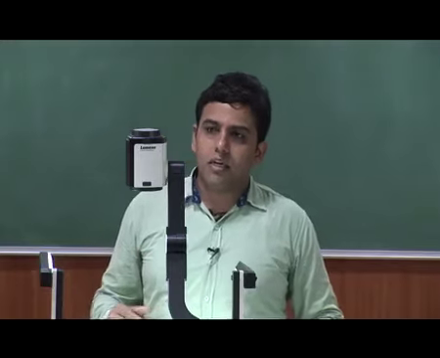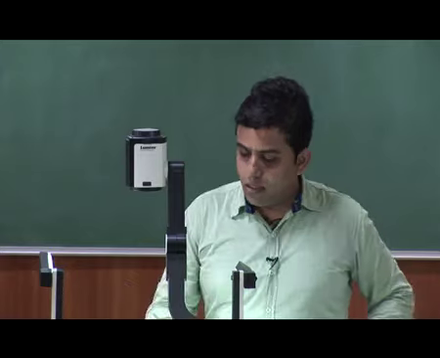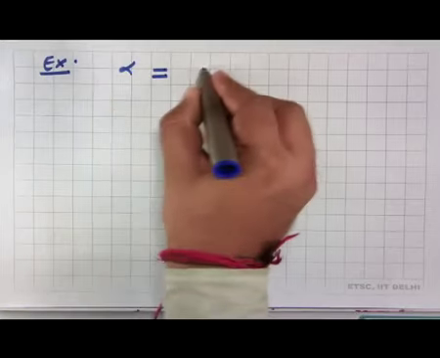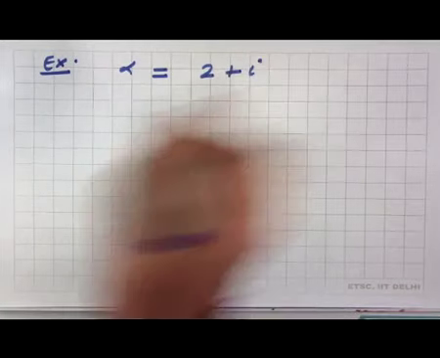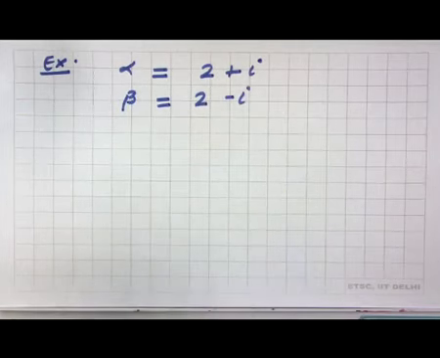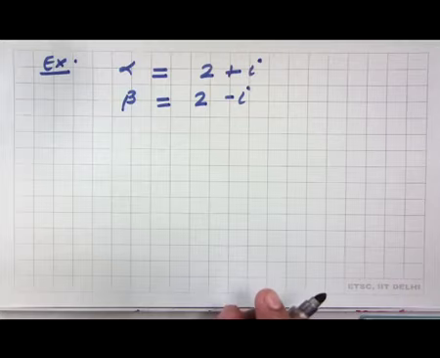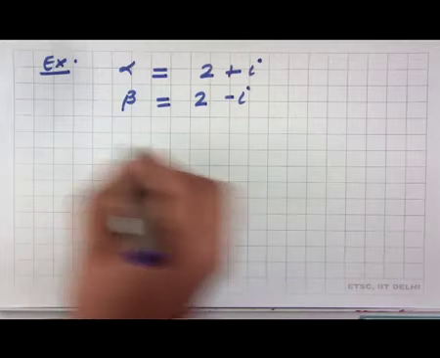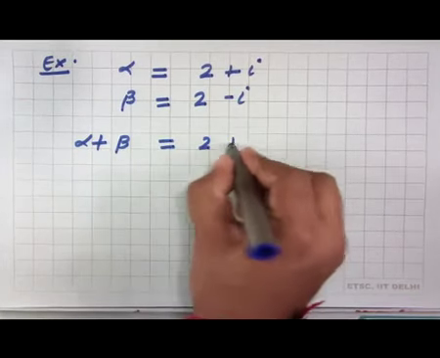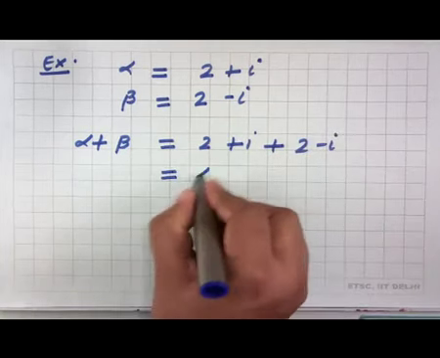Now, we can take another example in which the roots are imaginary. Suppose the roots are 2 plus i and the second root is 2 minus i. These two roots are complex, so we can find the quadratic equation. Now, the sum of roots is alpha plus beta equal to 2 plus i plus 2 minus i, so the sum of roots will be 4.